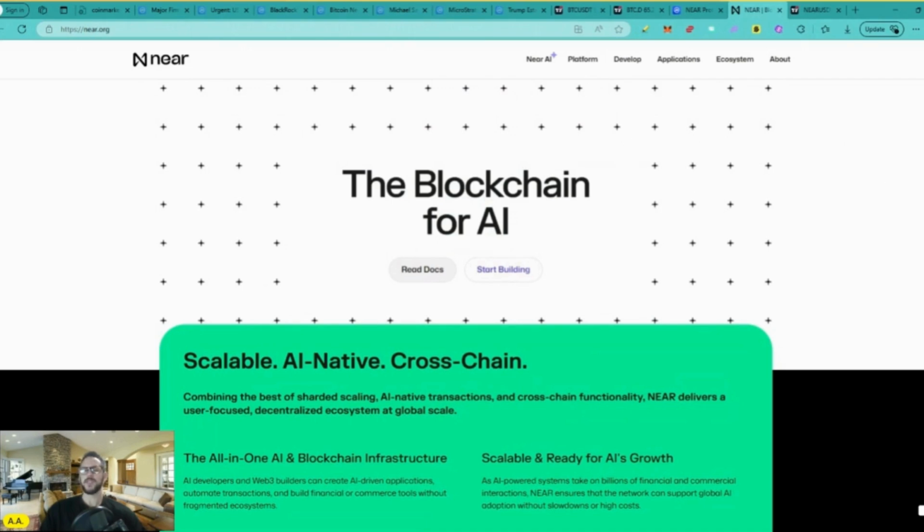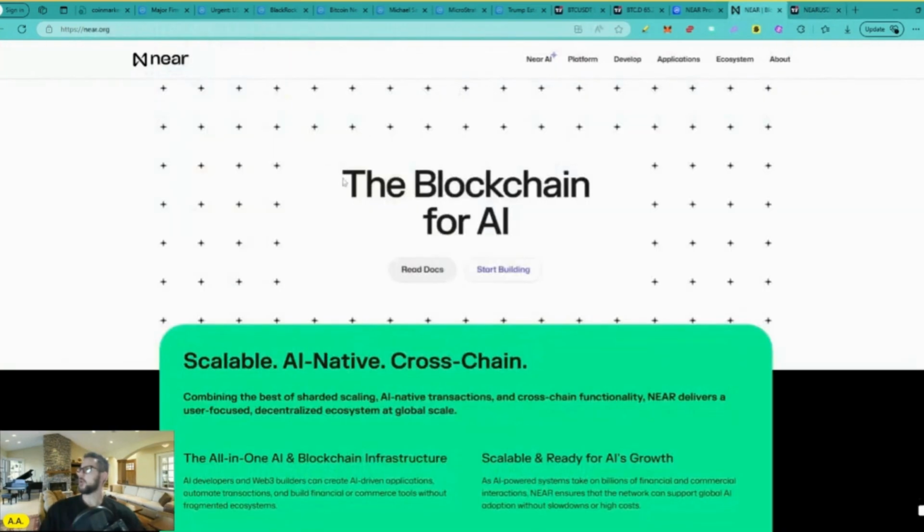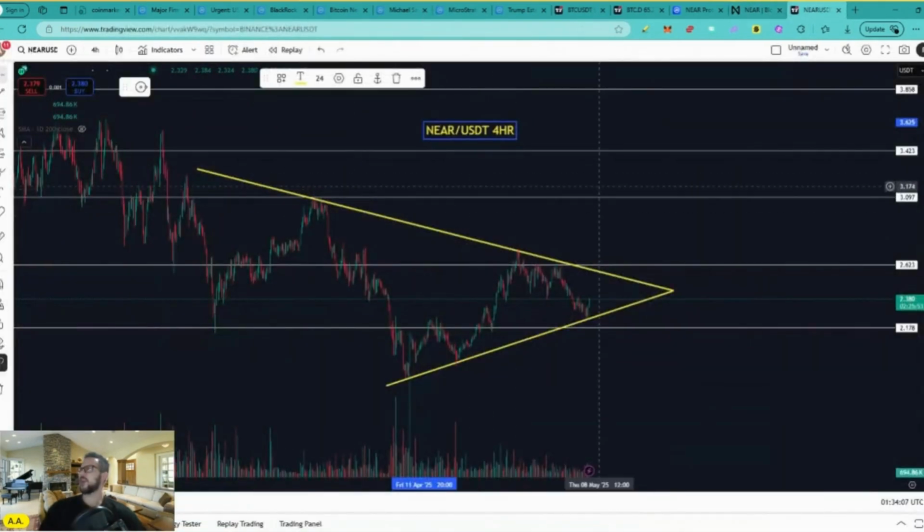In this video, we are going to do some quick technical analysis on NEAR, the blockchain for AI. This is the chart. We are looking at NEAR over USDT 4-hour chart. As you see here, we have a very nice triangle pattern going on.